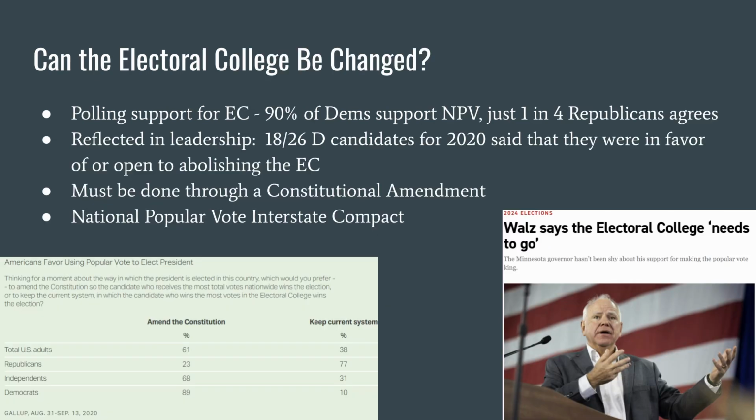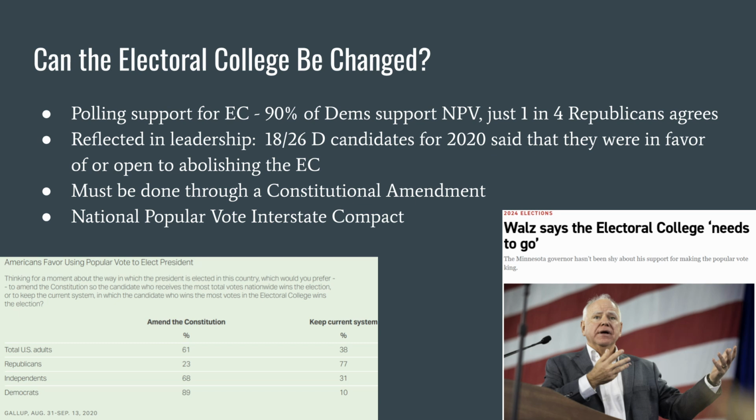Now that we know what the Electoral College is, can we change it? There is some polling support for the Electoral College being changed. 90% of Democrats support a national popular vote, while only 1 in 4 Republicans agrees. This is reflected in leadership as well, with 18 of 26 Democrat candidates in 2020 saying that they were in favor of or open to abolishing the Electoral College.